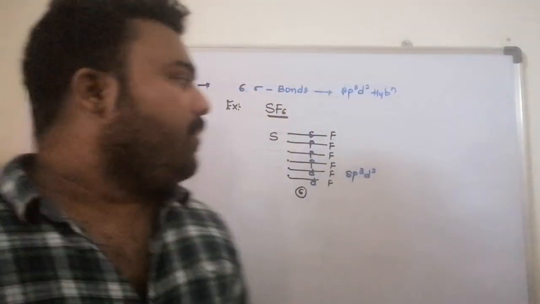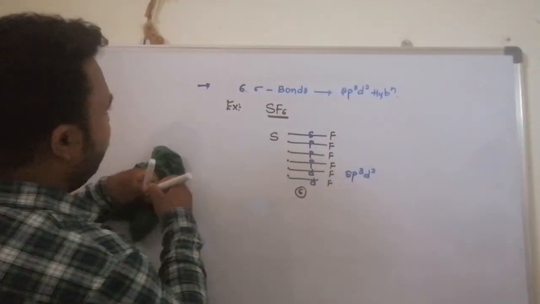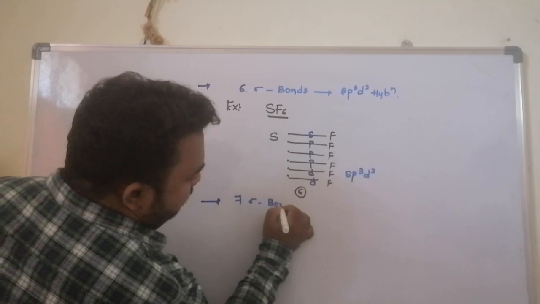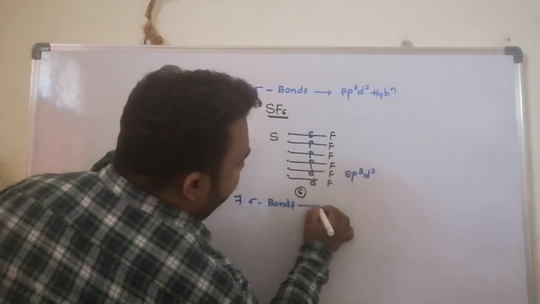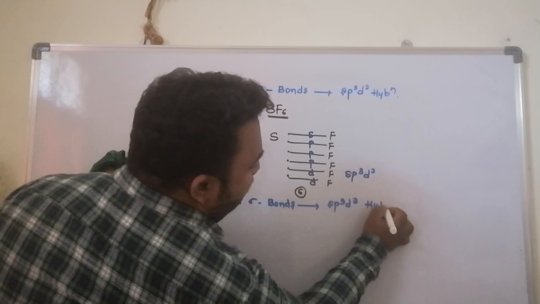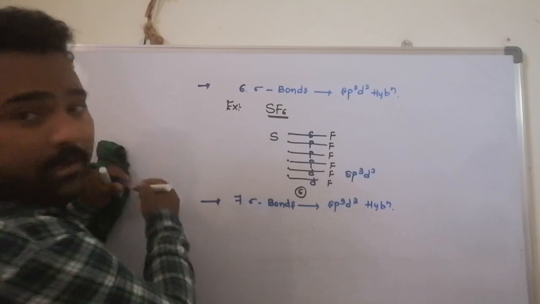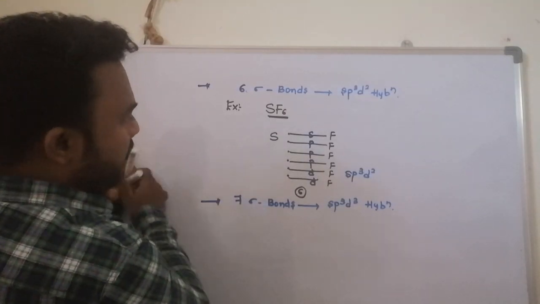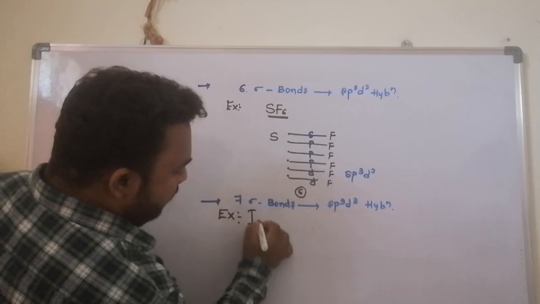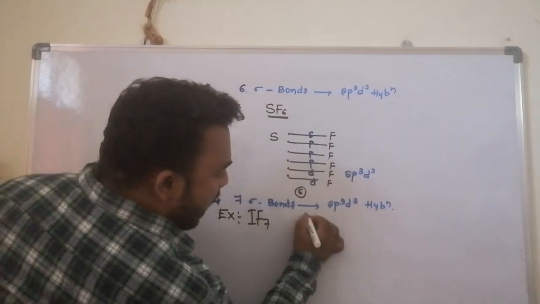sp3d3 hybridization. The best example for sp3d3 hybridization is IF7. 7 sigma bonds, sp3d3 hybridization. 7 sigma bonds, sp3d3 hybridization. The best example is IF7.